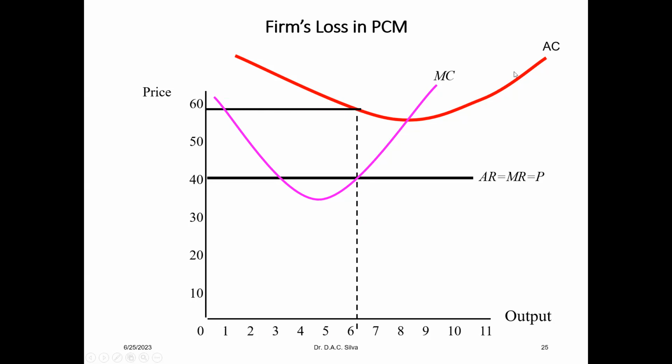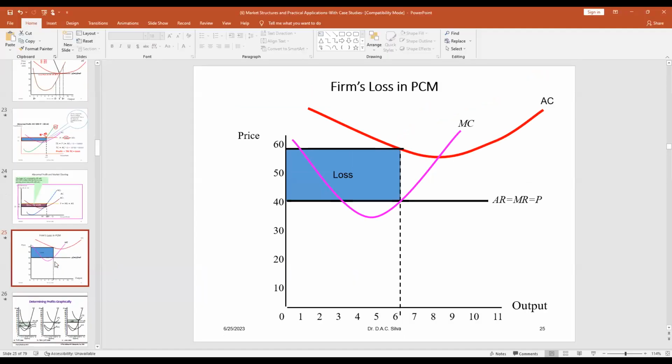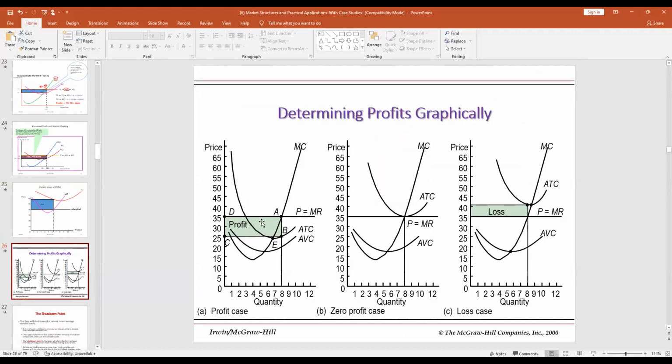When we calculate TC, it is AC multiplied by quantity. When you calculate TR, it is AR multiplied by quantity. So this area we can call a loss. This is very important to understand by yourself. So then we can see the different areas: this is abnormal profit, this is normal profit, this is loss.